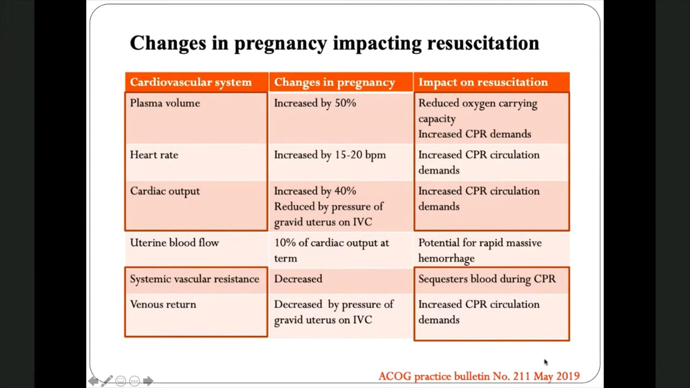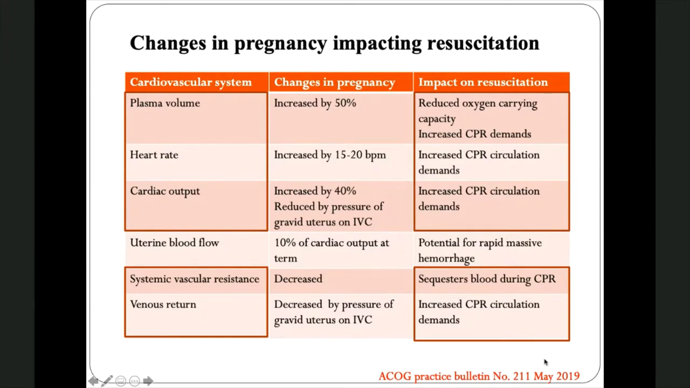Whenever patient is critically ill or CPR requirement is there, everything will be increased, because the oxygen carrying capacity of blood per se in pregnancy is decreased. Plasma volume is increasing, RBC volume is increasing, but the ratio is not proportionate. Plasma volume increases by 45 to 50%, RBC volume increases by almost 25%. So there is development of physiological anemia, and per se, 100 ml of blood will have decreased oxygen carrying capacity as compared to a non-pregnant patient.